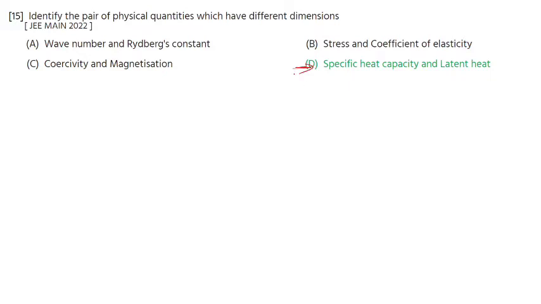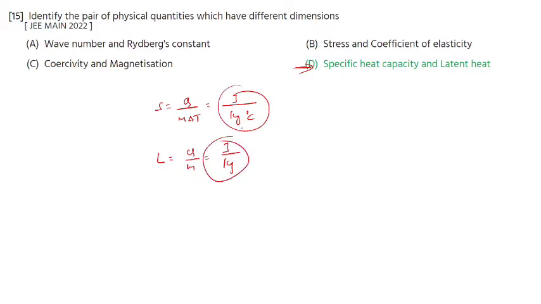So why they gave this option means, see, specific heat capacity, it is nothing but Q divided by M into delta T. Okay, what is the unit? Joule. Okay, mass, kg, degree Celsius or Kelvin, whatever it may be. But if you see latent heat, it is Q divided by M, that is joule per kg. Okay, see the difference here, temperature is not there, so that is the reason why these two physical quantities will not be having the same dimensions.